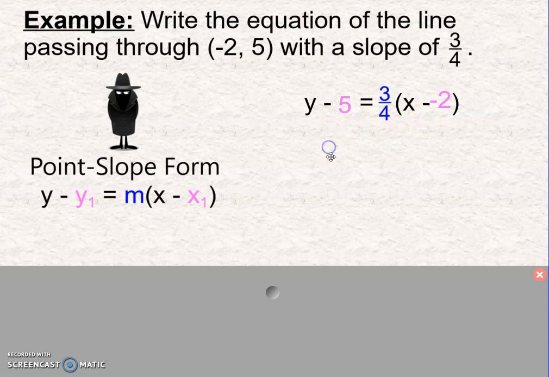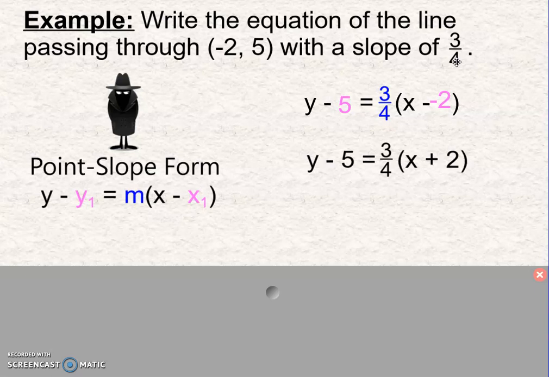So this is y minus 5 equals 3/4 times the quantity of x plus 2. Remember, a negative and a negative is a positive. That's it. You're done. You have just written the equation of a line that passes through this point with this slope. It's that simple. And I know in years past you always used slope-intercept form to do this, but I'm just here to tell you those days are gone. You have this beautiful form.